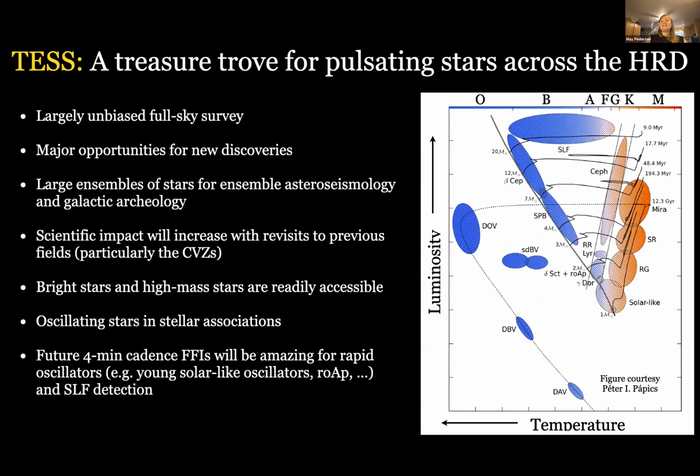So with that, I want to finish saying that TESS is really a treasure trove for pulsating stars across the HR diagram. It's providing this large unbiased full sky survey of stars, meaning that stars that were not accessible as easily before have now become so. It's allowing for a lot of major new opportunities for discoveries, and also allowing us to study larger samples of stars of a certain type of oscillator. And I think I'll end with that.